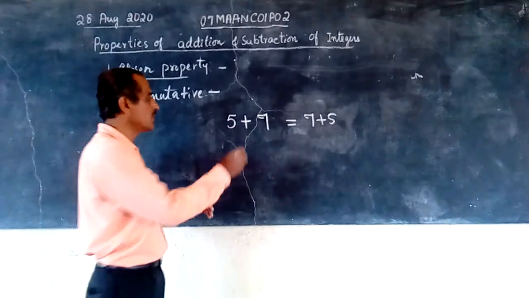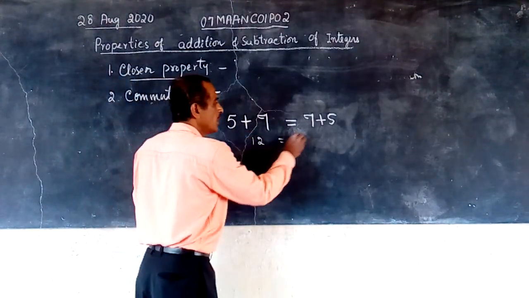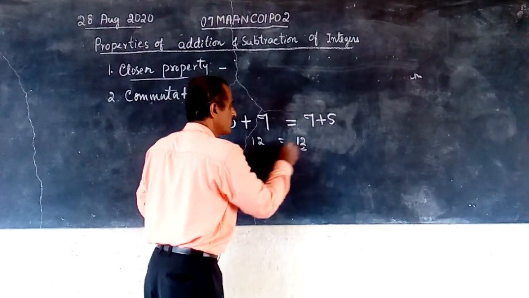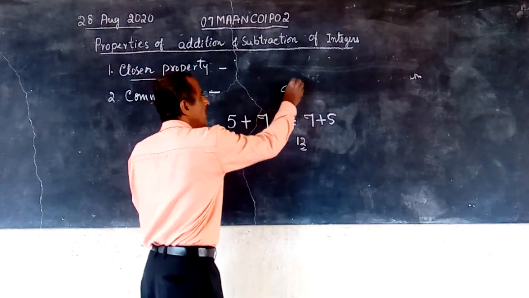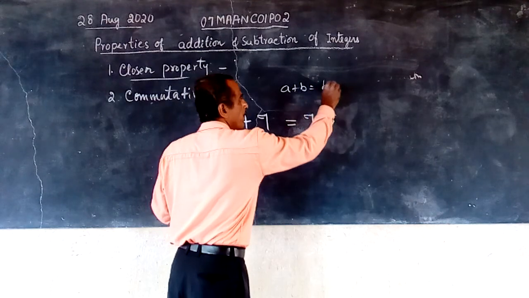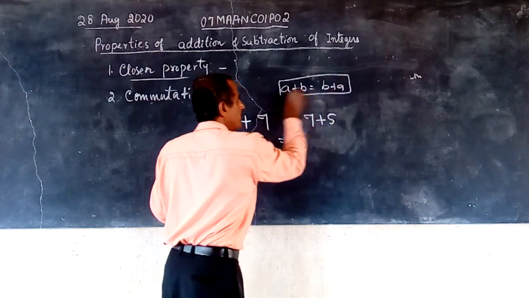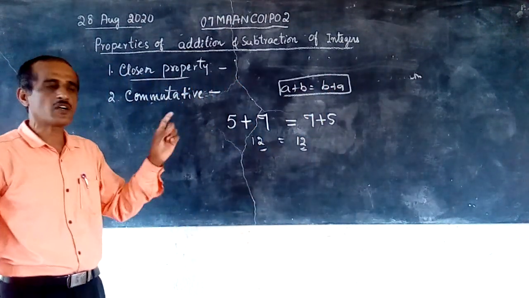Is it same? Let us see. 5 plus 7 is 12. 7 plus 5 is also 12. It's same, isn't it? So in general we can say A plus B is equal to B plus A. So this is commutative property.